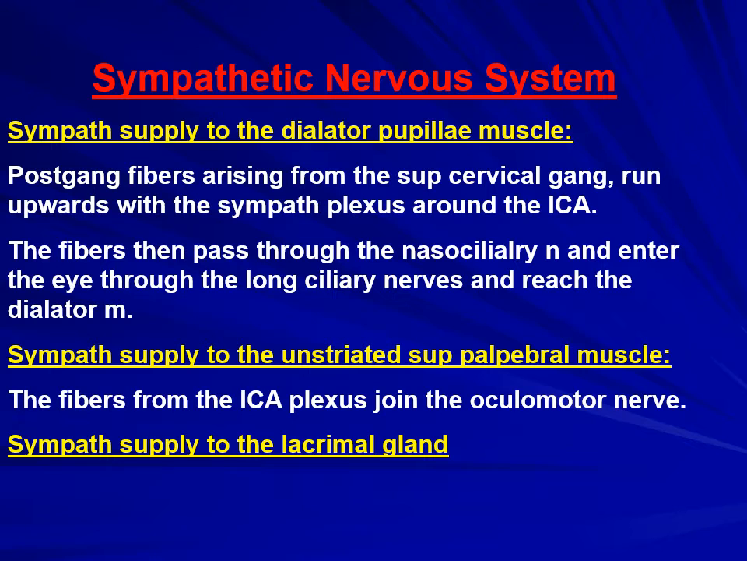Sympathetic supply to the unstriated superior palpebral muscle. These fibers again arise from the internal carotid artery plexus, but join the oculomotor nerve and pass directly to Müller's muscle, or the superior palpebral muscle. Sympathetic supply to the lacrimal gland will be discussed with the parasympathetic supply of the lacrimal glands.